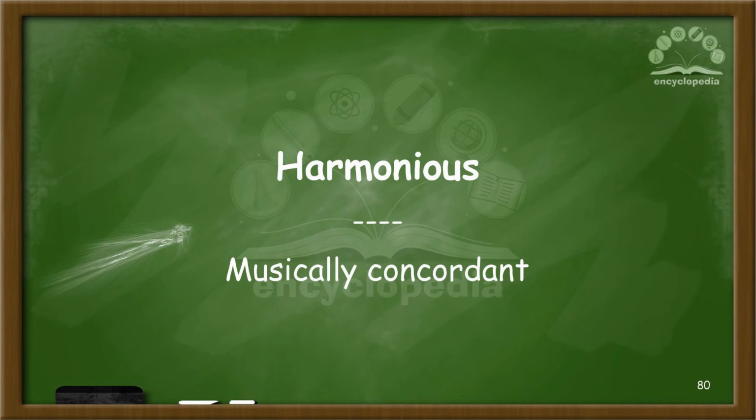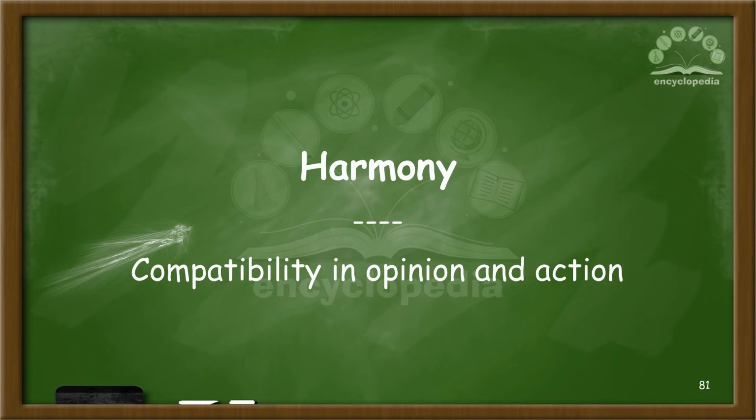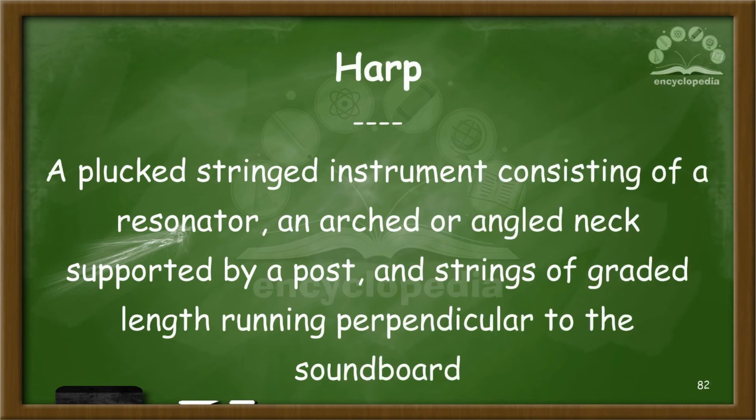Harmonious. Harmonious means musically concordant. Harmony. Harmony means compatibility in opinion and action. Harp. Harp means a plucked-stringed instrument consisting of a resonator, an arched or angled neck supported by a post, and strings of graded length running perpendicular to the soundboard.